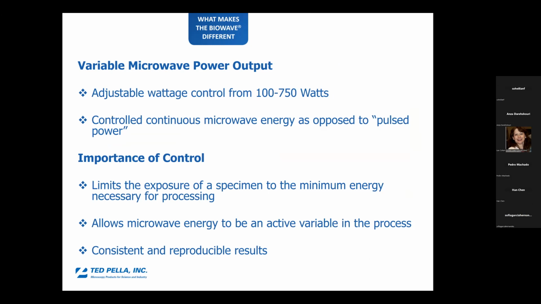So what makes the BioWave different? Furthermore, in addition to the Cold Spot, we have variable microwave power output. So we have adjustable wattage control from 100 to 75 watts, controlled continuous microwave energy as opposed to pulse power as is typical on most other microwaves. So the importance of this control is it limits the exposure of a specimen to the minimum energy necessary for processing. It allows the microwave energy to be an active variable in the process, and it helps us produce consistent, reproducible results. So being designed to properly use microwave energy, the BioWave provides tools for the control of the environment in the internal chamber and at the specimen level.